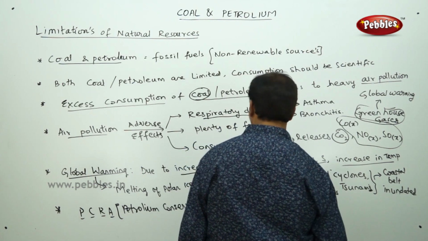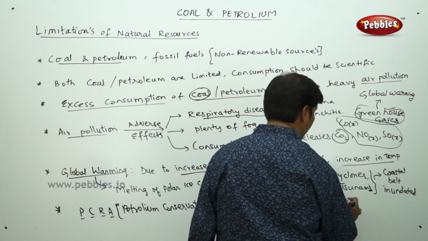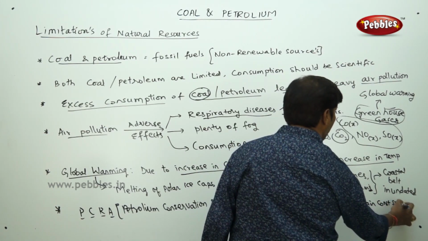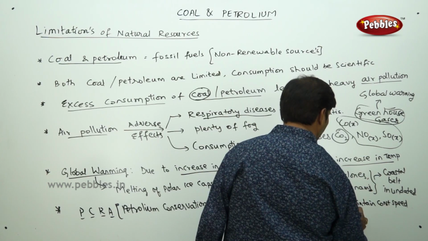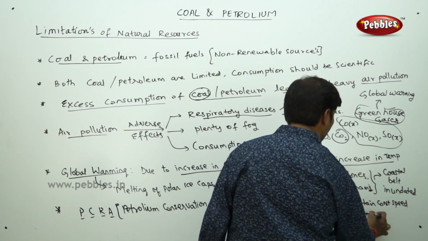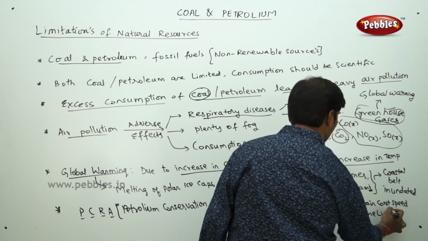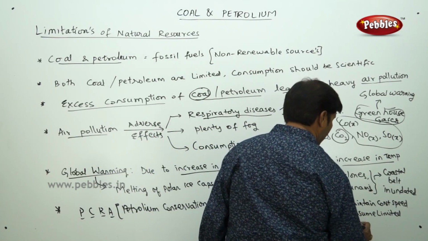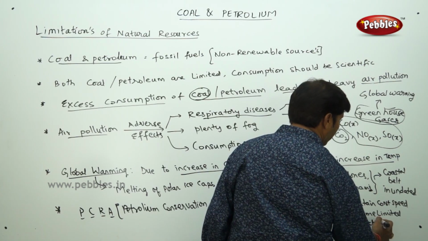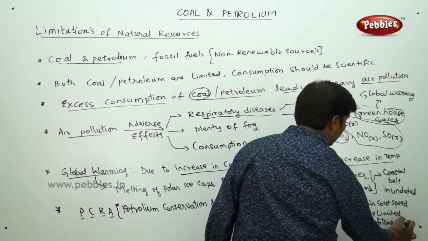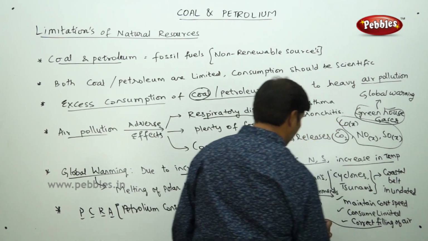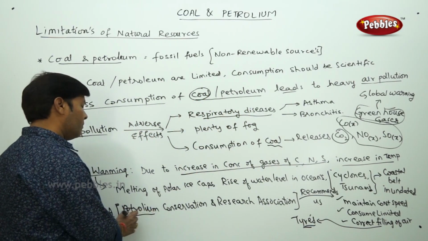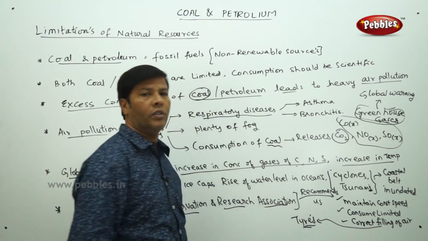The Association recommends us to maintain constant speed, use limited usage, consume limited fuel, and maintain a balance in the air of the tires, that is, correct filling of air in tires. This is what it recommends in the case of the Petroleum Conservation Research Association.